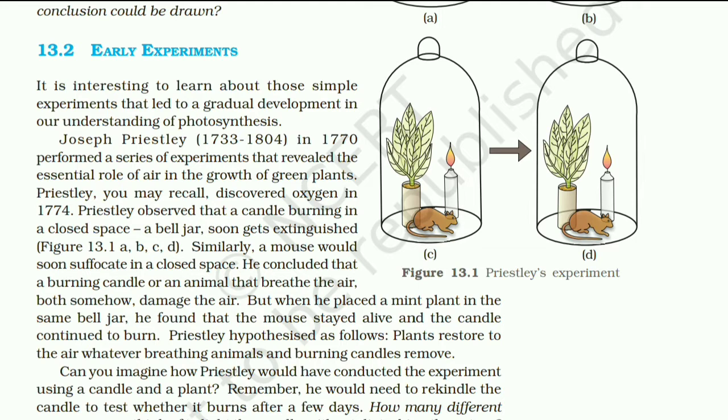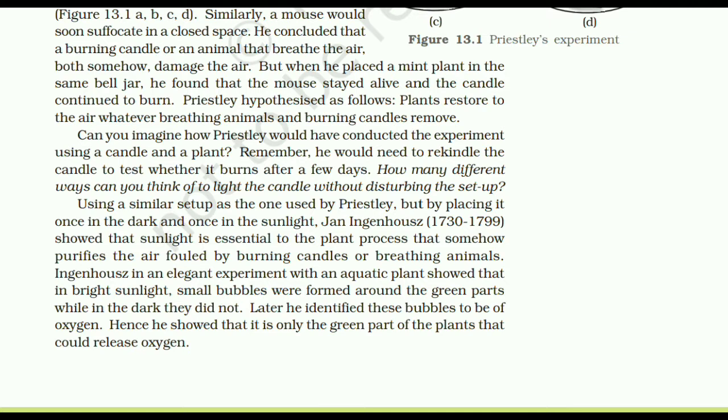He concluded that a burning candle or an animal that breathed the air both somehow damaged the air. But when he placed a mint plant in the same bell jar, he found that the mouse stayed alive and the candle continued to burn. Priestley hypothesized that plants restore the air whatever breathing animals and burning candles remove. Can you imagine how Priestley would have conducted the experiment using a candle and a plant? Remember, he would need to rekindle the candle to test whether it burns after a few days. How many different ways can you think of to light the candle without disturbing the setup?